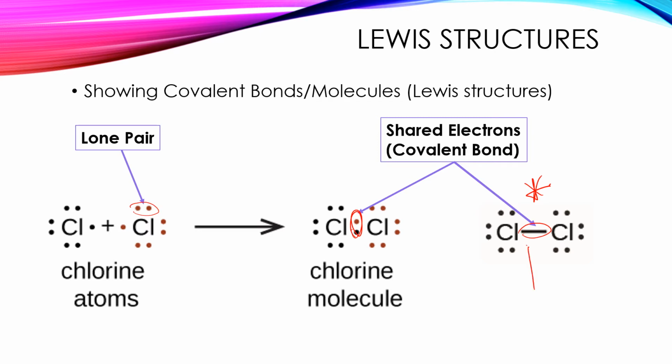The thing you do have to remember is that one single bond represents 2 shared electrons. So when you're counting up electrons, you've got to remember that a line represents 2 electrons, not just 1.